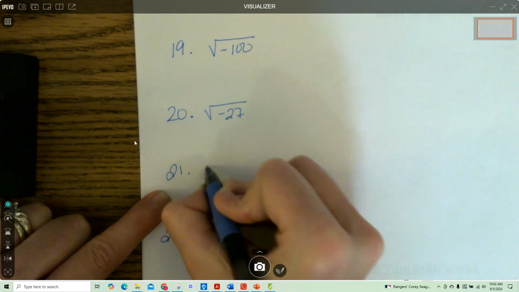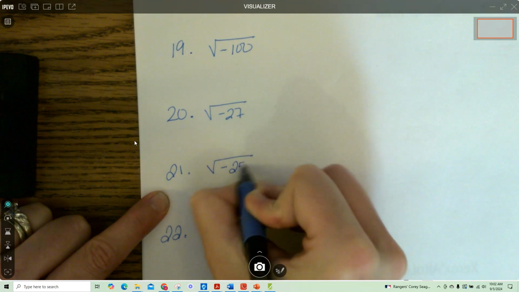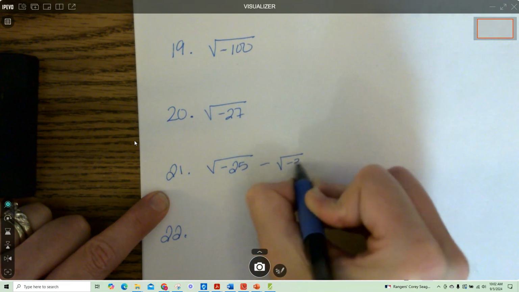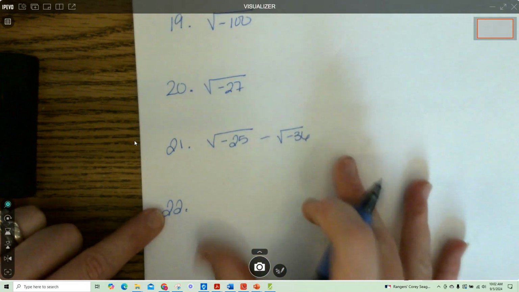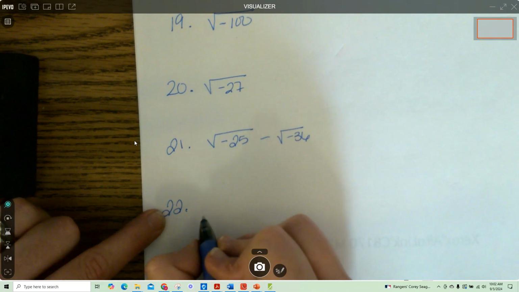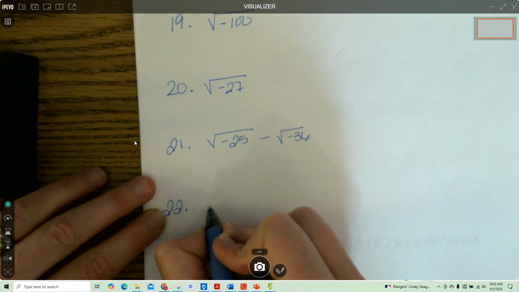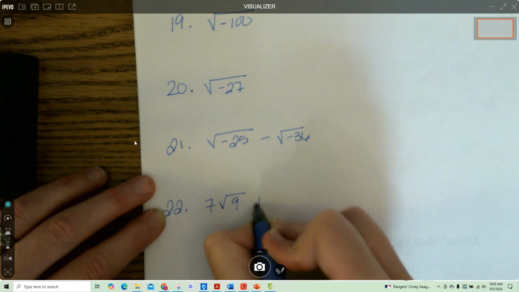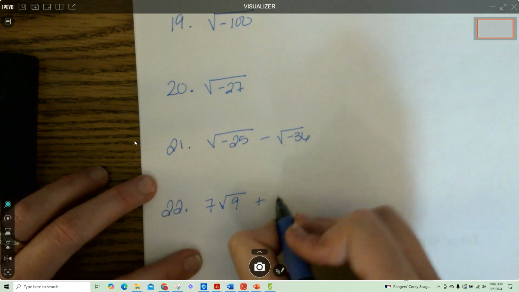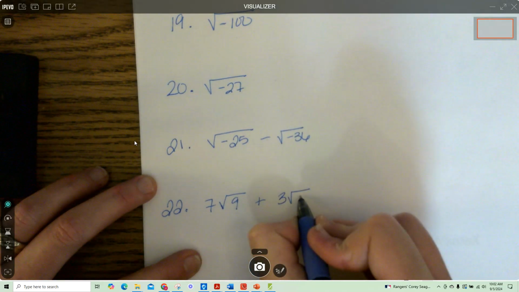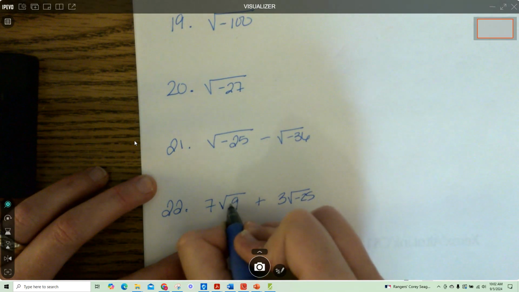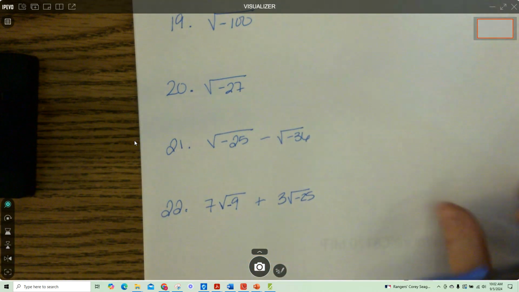21. Square root of negative 25 minus the square root of negative 36. Like that? Yeah. Okay. Peyton, what's your 22? 7 square roots of negative 9 plus 3 square roots of negative 25, like that? Making 9 negative. Okay, right here? Yes. That looks right? Yes, ma'am.